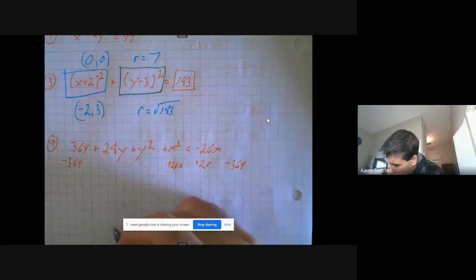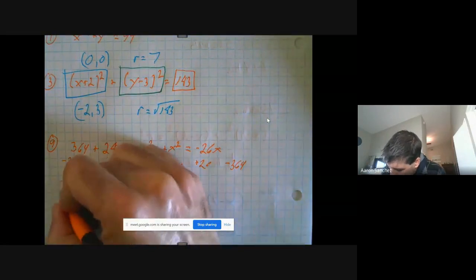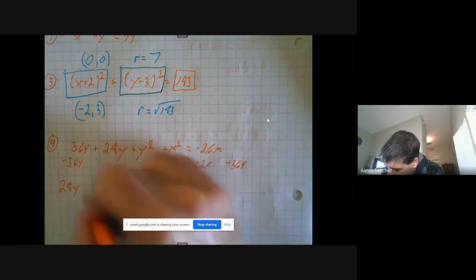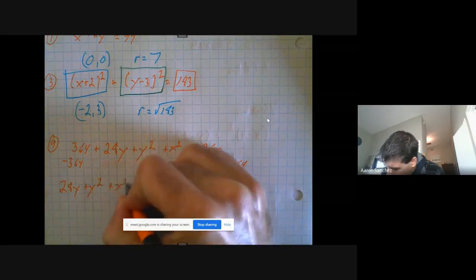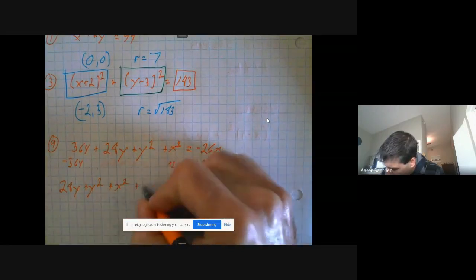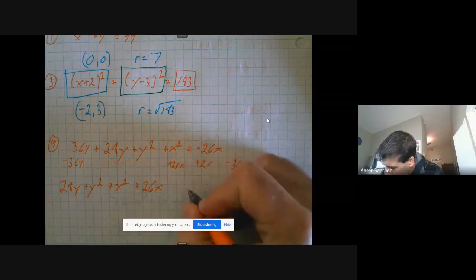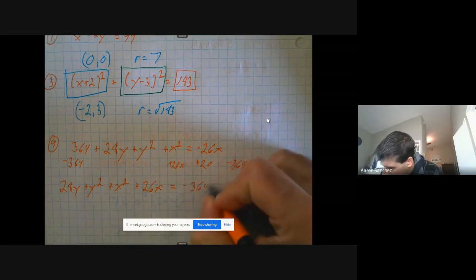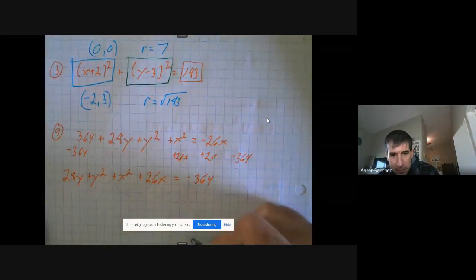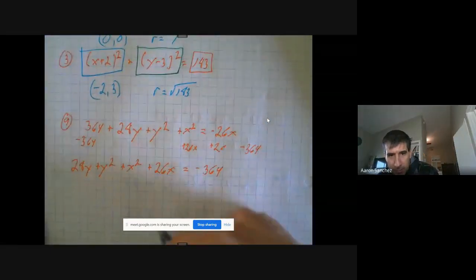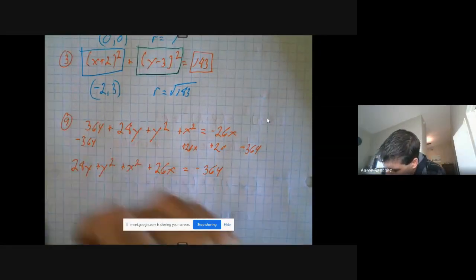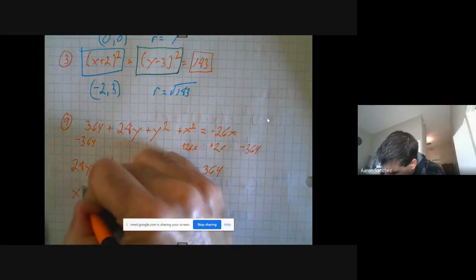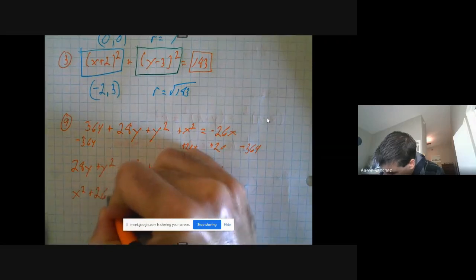So my new equation is going to be 28y plus y squared plus x squared plus 26x equals negative 364. Okay, now let me get my x's on the left. X squared plus 26x. Now we're going to complete the square.